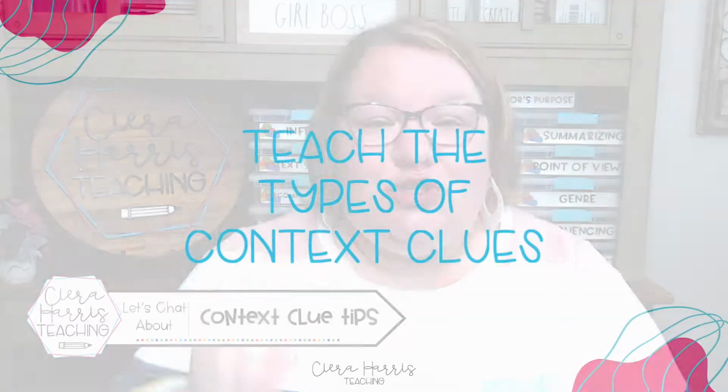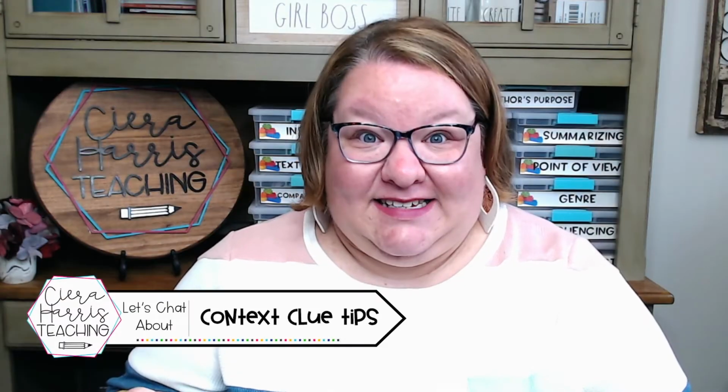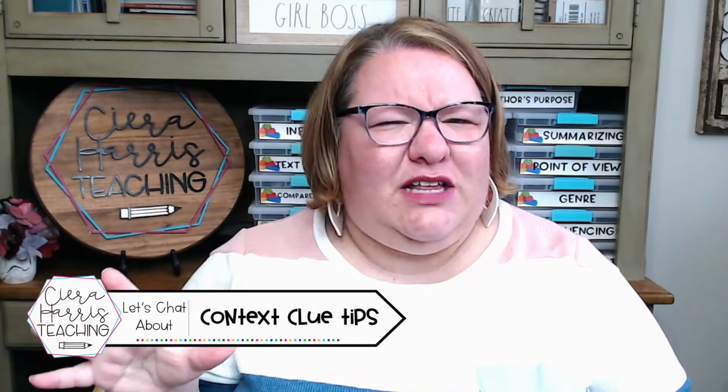So tip number 3 is all about, do you teach the types of context clues? Yes, there are different types of context clues, and this is really important because students don't always look for the exact same thing. And if we don't teach them exactly what to look for, then they're just looking around and they really don't know what to look for. So there are 5 different kinds of context clues.